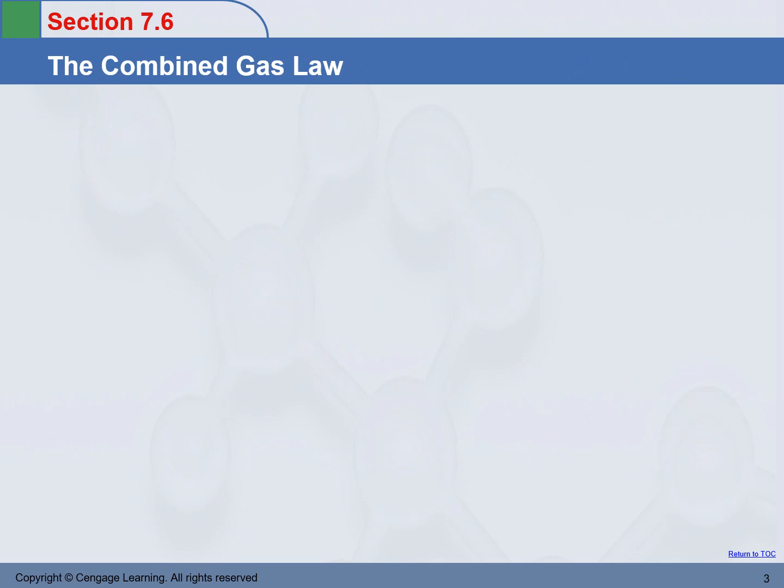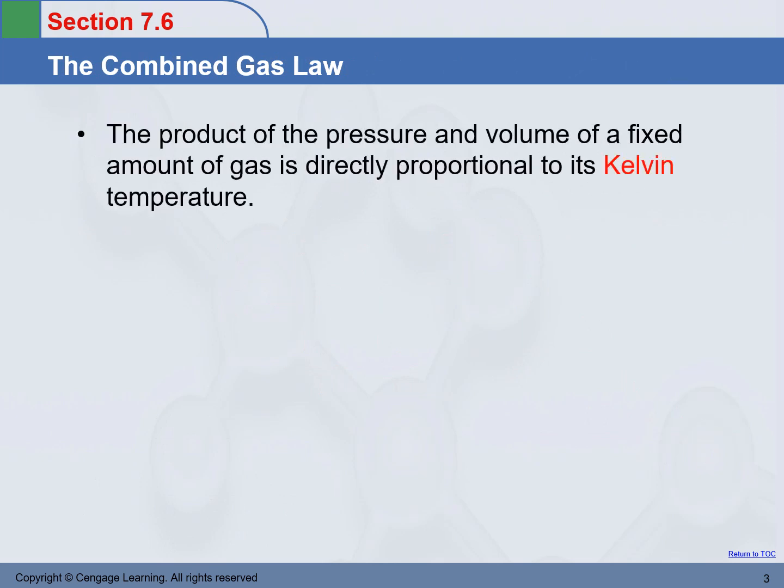Now the combined gas law. The product of the pressure and volume of a fixed amount of gas is directly proportional to its Kelvin temperature. Okay, this is what it is. The product of pressure and volume is directly proportional to the Kelvin temperature. So P1 V1 over T1 equals P2 V2 over T2.